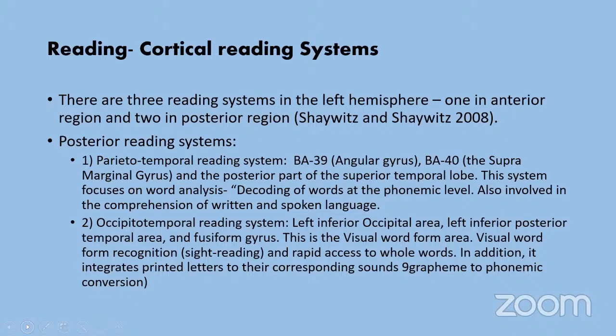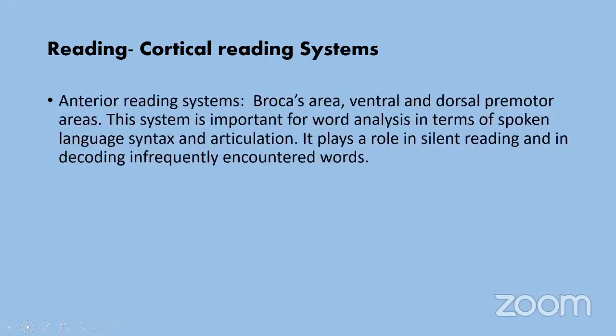The occipito-temporal reading system is located in the left inferior occipital area, left inferior posterior temporal area, and fusiform gyrus. This is the visual word form area. It handles visual word form recognition, or sight reading as it is called, and rapid access to whole words. In addition, it integrates printed letters to their corresponding sounds. The grapheme to phonemic conversion takes place here. Grapheme is the written letter and word, to phonemic conversion. How do you spell it?